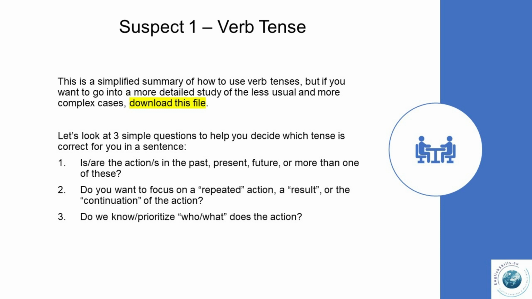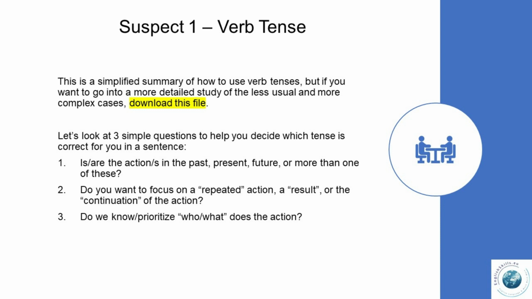Go for it. So the way we've looked at teaching tenses over the years, we found that it can become very complicated and unnecessarily complicated. So we decided to simplify it. We recommend that you ask yourself 3 simple questions. Question 1. Are the actions in the past, present, future, or more than one of these tenses?